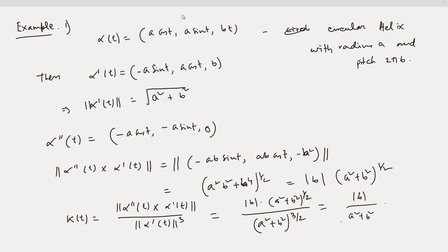So let me give an exercise. Compute the curvature of the plane curve alpha of t equal to cos 2t comma sin 2t, t belongs to R. So compute the curvature of alpha of t, that is a circle. Okay, so let me stop now.